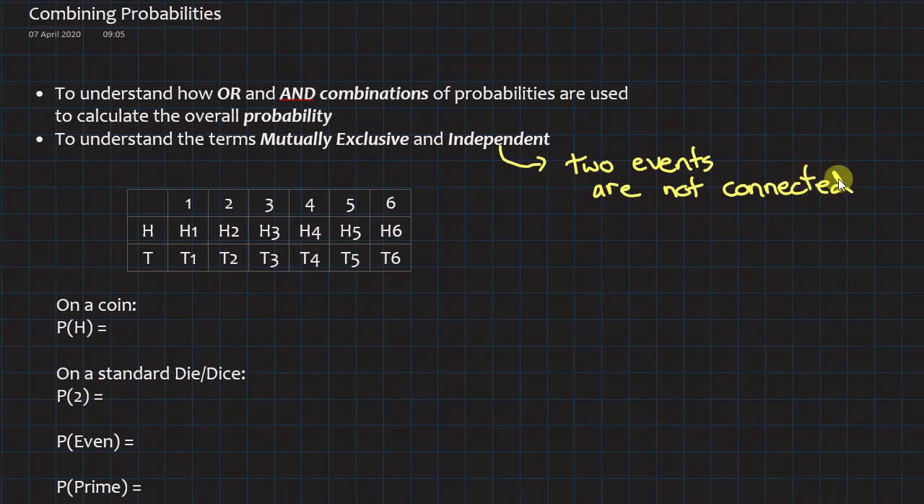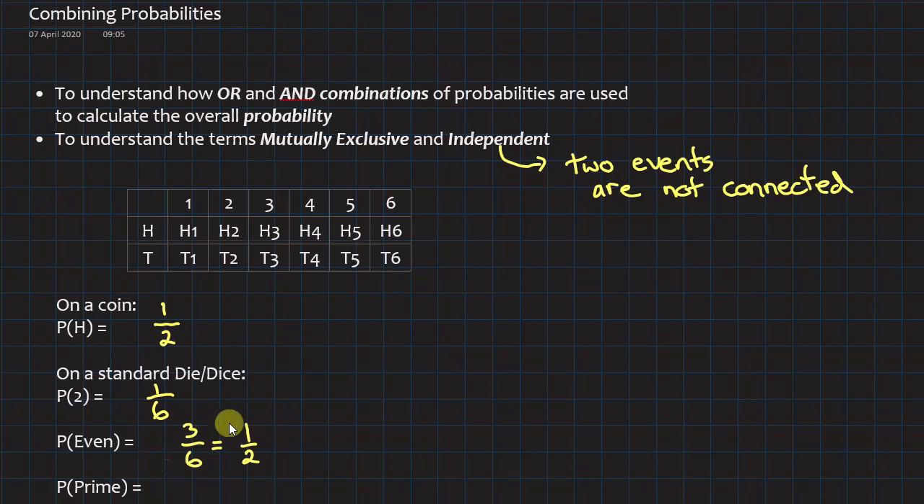So, you've been given a start to try and work out the probability of heads on a coin. There are two things that can happen, heads and tails. Heads is one of them. On a standard dice, the probability of a 2 is 1 out of 6. The probability of a dice being even, that's 2, 4 and 6, is 3 out of 6, or a half. And we will be using simplified fractions today.